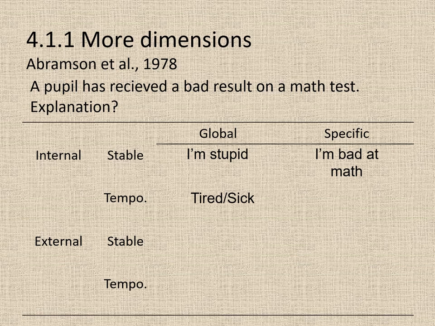Okay, internal, temporary, and specific. What would that be? It was a bad test. It's internal. Oh, never mind. I'm math stupid. Yeah, something like that. Tomorrow, if I did a history test today, it would be just fine because it's only math I'm tired at. So it's not global, it's specific. It's something to do with math. And it's temporary. If I do a math test tomorrow, it will turn out just fine.